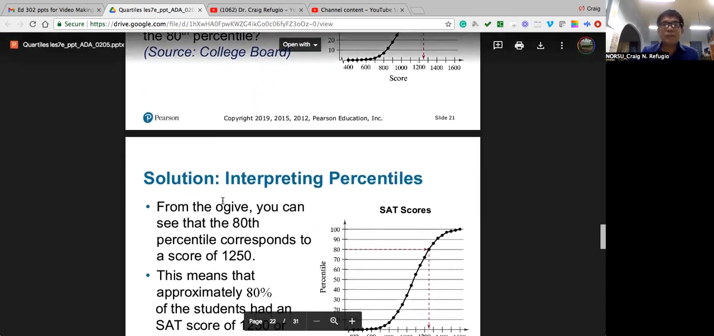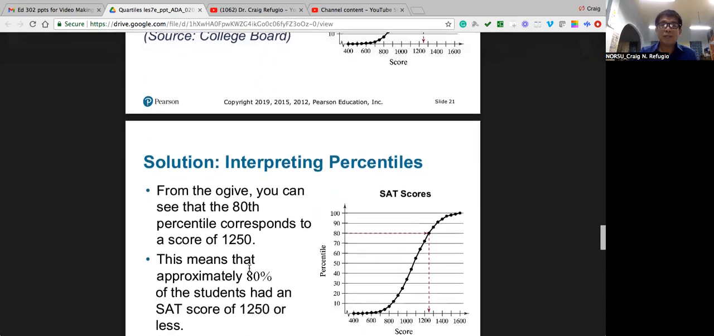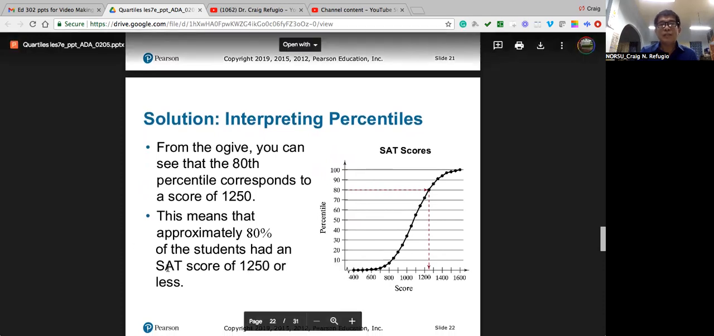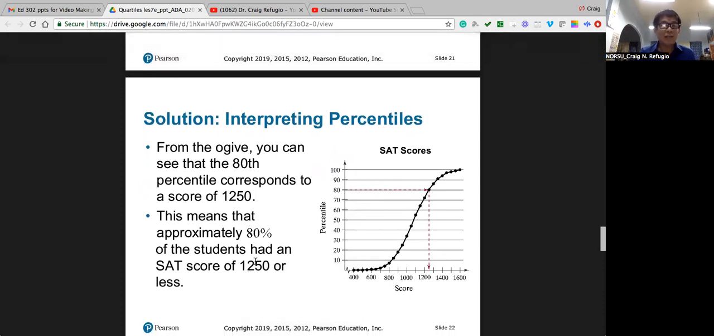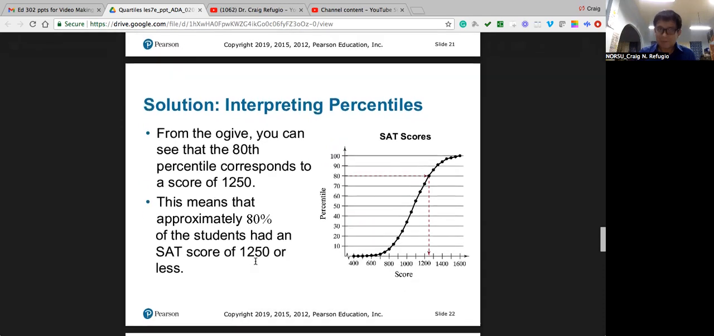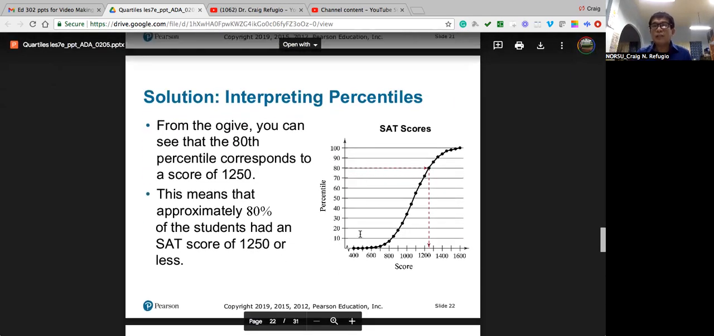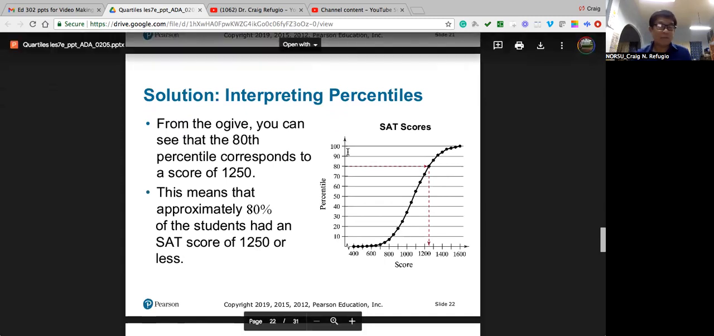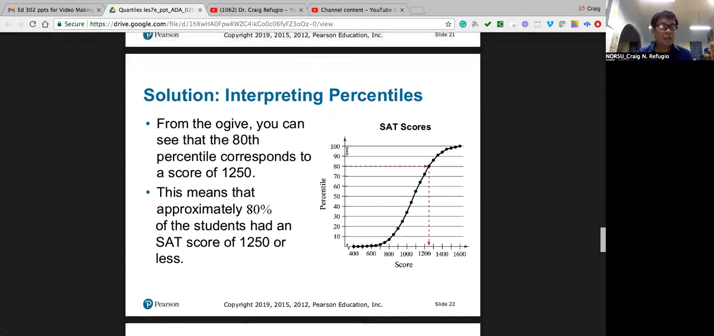So the approximation is 1,250. This means that 80% of the students had an SAT score of 1,250 or less. If the scaling of the x-axis and the scaling of the y-axis are not proper, not according to the rule of scaling both axes, according to the principles of basic mathematics in graphing values, then you would not get the appropriate value found on the x-axis.